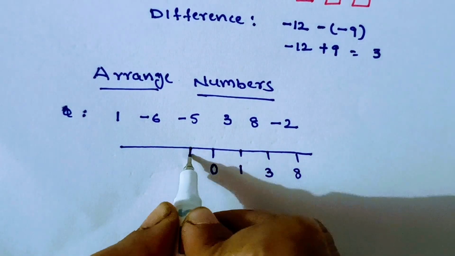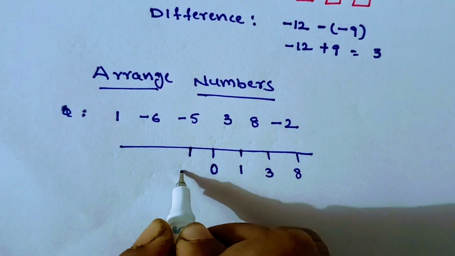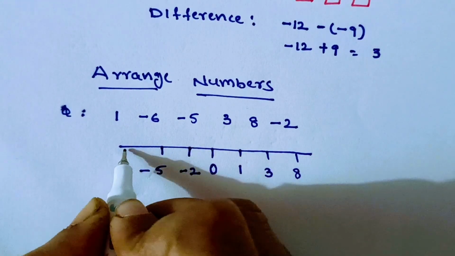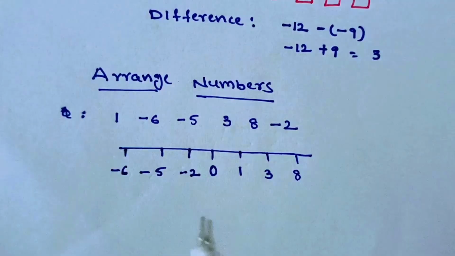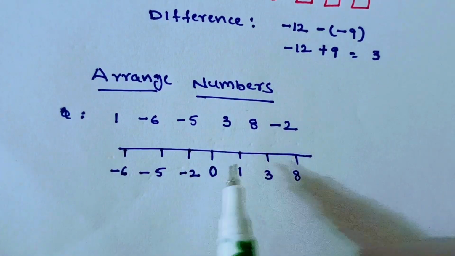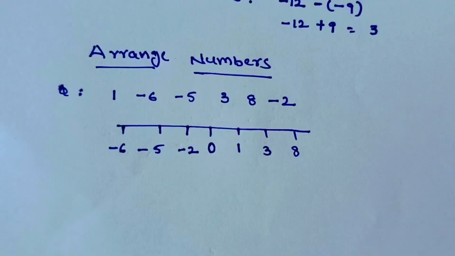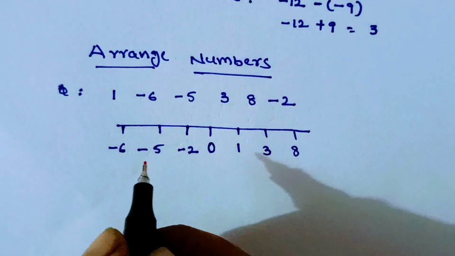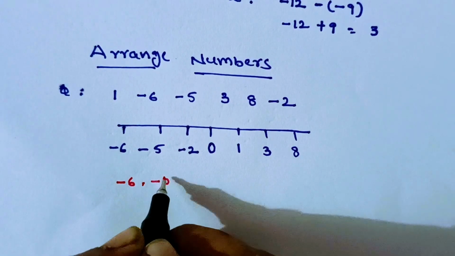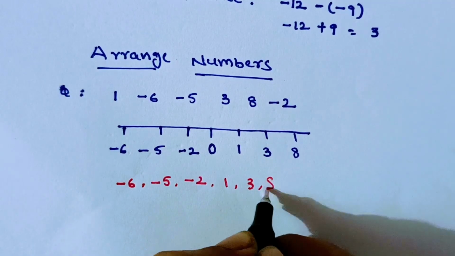Now the left side, negative numbers. On the left side of 0 are negative numbers. So minus 2 is bigger, then minus 5, then minus 6. So what is the order? Minus 6, minus 5, minus 2, then 0, 1, 3, 8. This is the sequence. The leftmost number comes first. So minus 6, minus 5, minus 2, then 1, 3, 8. This is the answer.